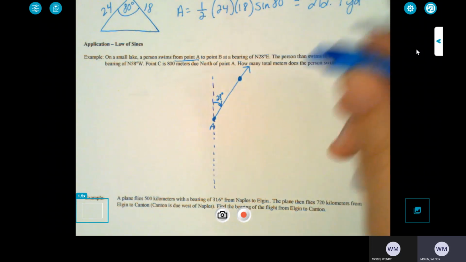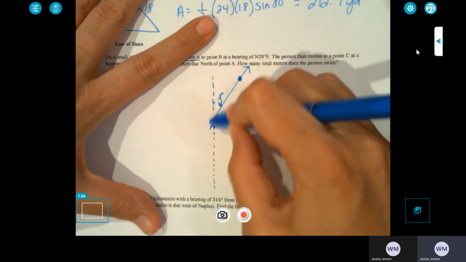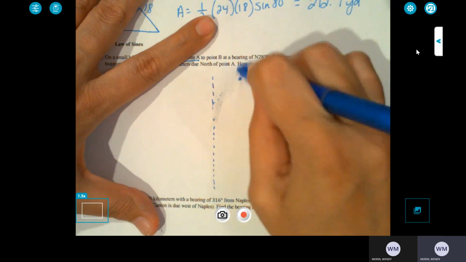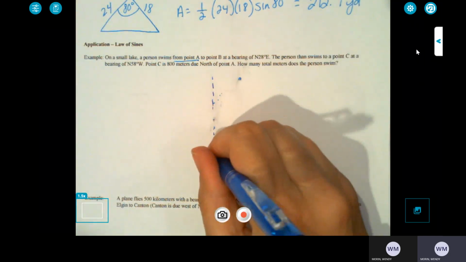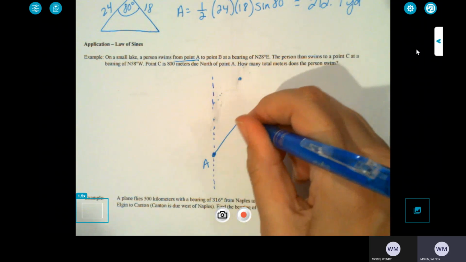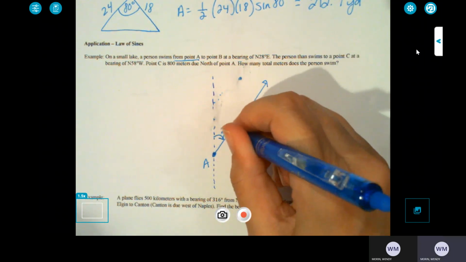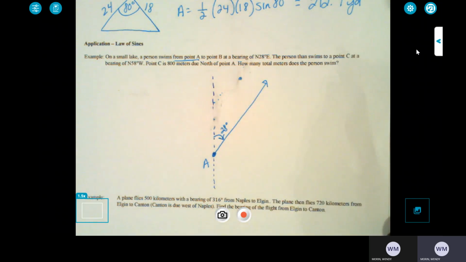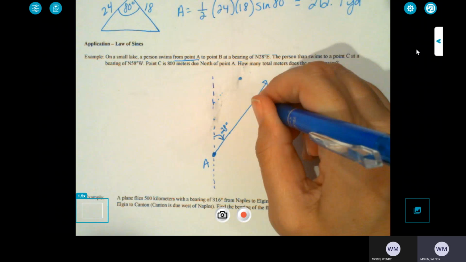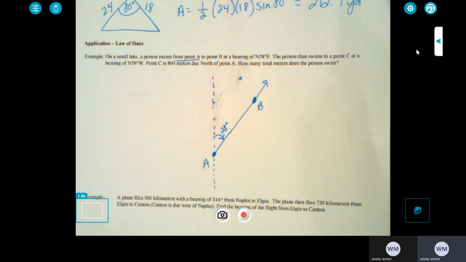I'm going to move this down a little bit because I'm going to run out of room. Let's try again. I'm going to say point A is down here, and I'm going to go in this direction, north 28 degrees to the east, northeast. Again, point B is somewhere along this bearing.